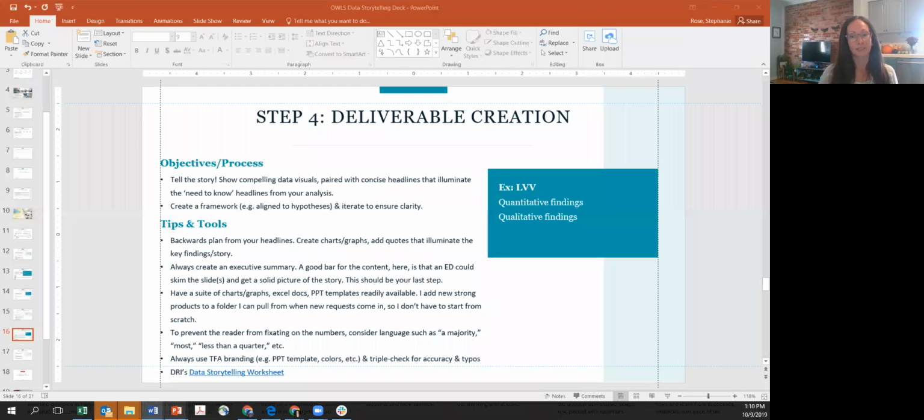All right, so back to some general tips and tricks. How do you create a strong deliverable that actually can summarize everything that you've gone through in analyzing the data, going through root cause analysis, everything you've done in the roadmap? A few tips and tricks here.